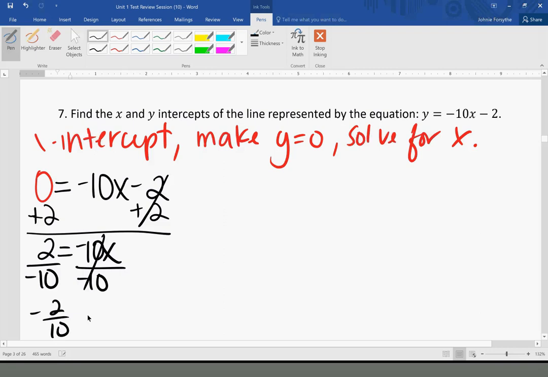So negative 2 over 10 equals x. And let's reduce this fraction. So 2 over 10 can be reduced by 2 over 2. That's going to give us negative 1 over 5. So that's your x-intercept. If we want to write that as an ordered pair, that would be negative 1 over 5, comma 0.